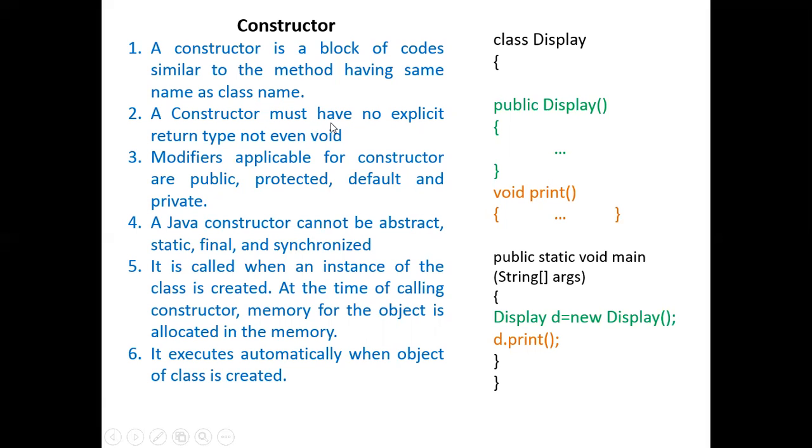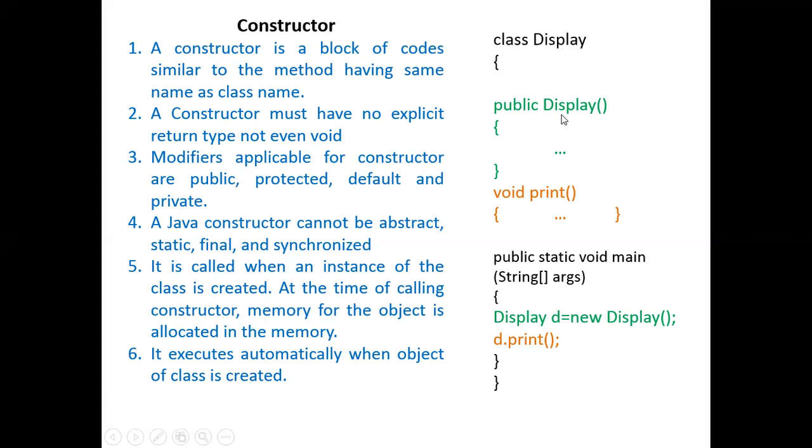Second, a constructor must have no explicit return type, not even void. We should not write or specify any return type for this constructor, not even void. Third, the modifiers applicable for constructor are public, protected, default, and private. So here we can use only these four modifiers. Then the next characteristic is that a Java constructor cannot be abstract, static, final, or synchronized. So we cannot use any of these keywords before this constructor.